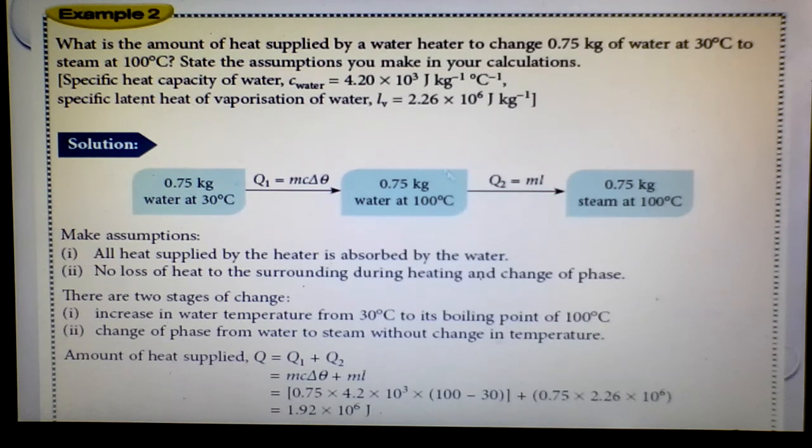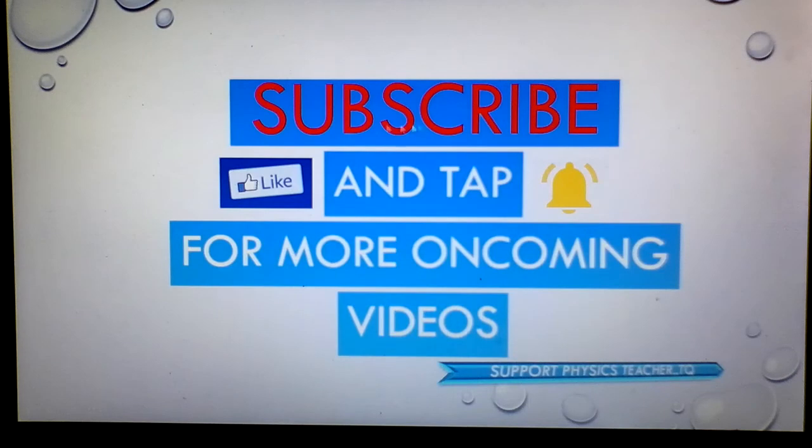Normally in calculation problems, they combine heat capacity and latent heat. So you must be able to differentiate between heat capacity and latent heat. Just remember that for heat capacity, there must be a change in temperature, with no change in phase. But for latent heat, there is no change in temperature, but there is a change in phase. Okay, so that's all for this topic.